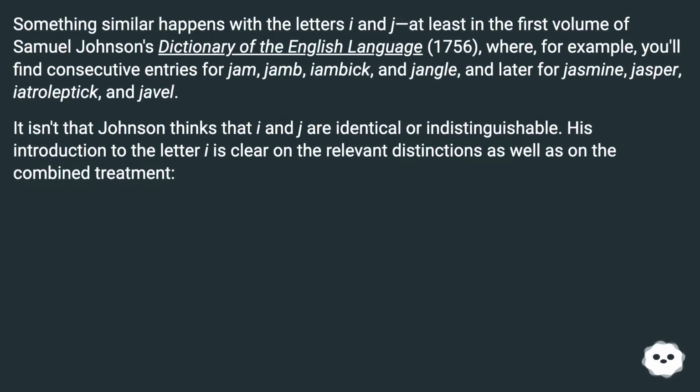Something similar happens with the letters I and J, at least in the first volume of Samuel Johnson's Dictionary of the English Language, 1756, where, for example, you'll find consecutive entries for jam, iambic, and jangle, and later for jasmine, jasper, iatroleptic, and javel. It isn't that Johnson thinks that I and J are identical or indistinguishable. His introduction to the letter I is clear on the relevant distinctions as well as on the combined treatment.